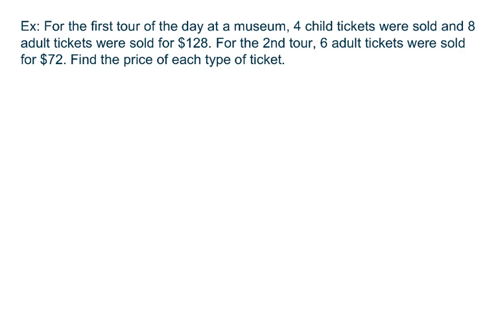For the first tour of the day at a museum, 4 child tickets were sold and 8 adult tickets were sold for $128 total. For the second tour, 6 adult tickets were sold for $72. Find the price of each type of ticket. So for tour 1, we know we sold 4 kids tickets, 8 adult tickets, and we made a grand total of $128.